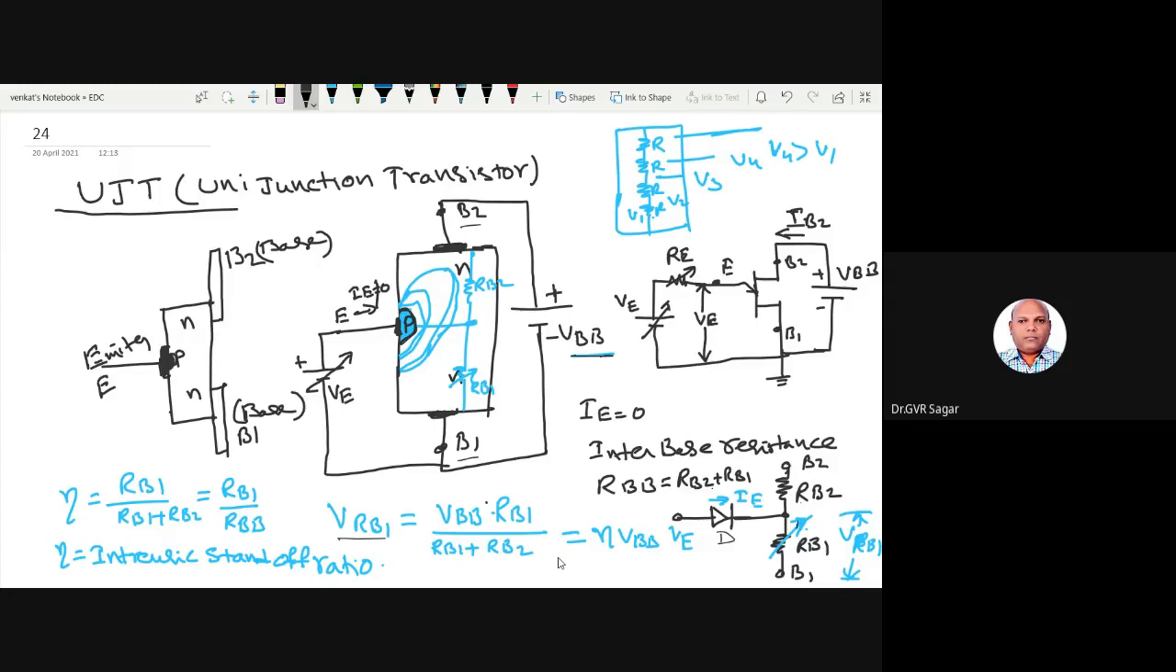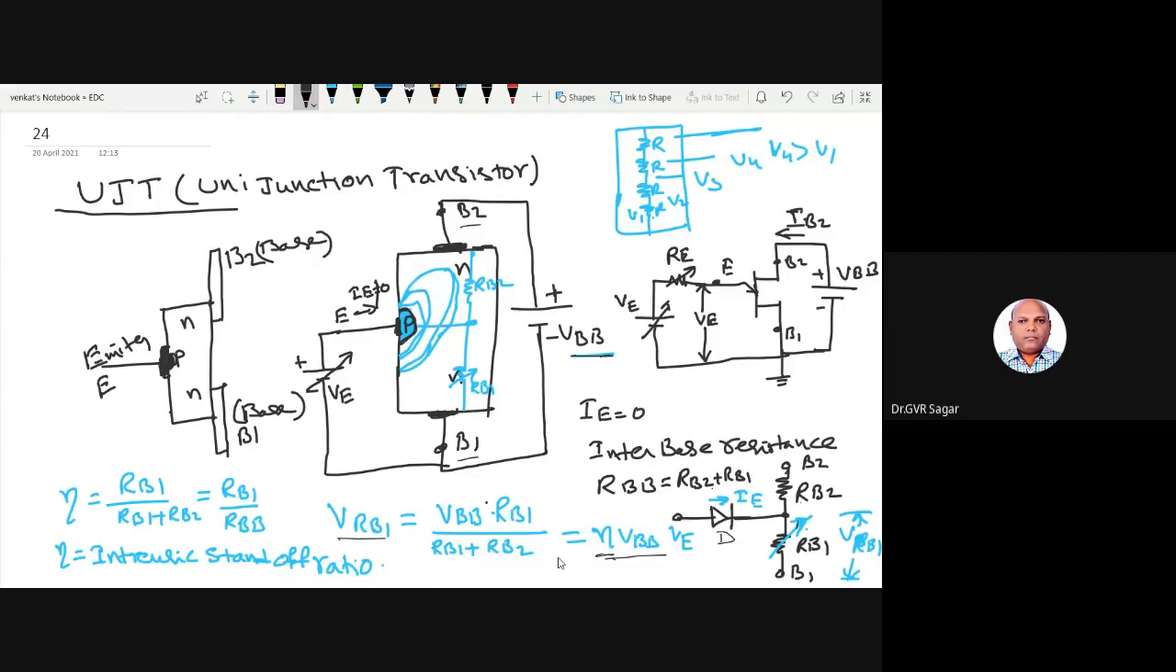This ratio RB1 by RB1 plus RB2 I am replacing by a constant called eta. So eta is equal to RB1 by RB1 plus RB2, which is equal to RB1 by RBB. Eta is called the intrinsic standoff ratio. So the voltage across RB1, VRB1, is equal to eta into VBB.